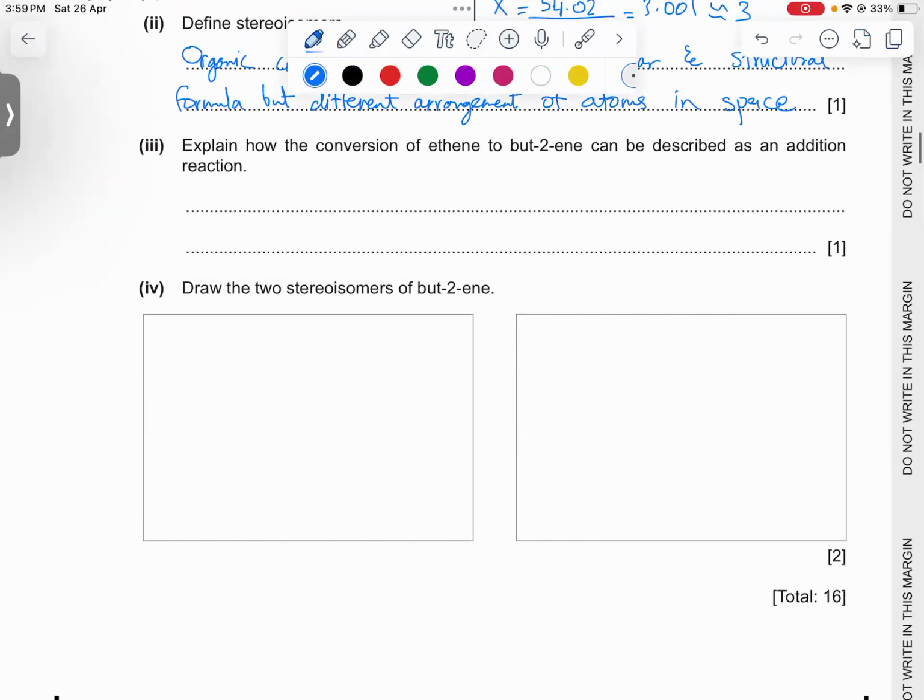Explain how the conversion of ethene to butene can be described as an addition reaction. How can we convert ethene to butene and we call it an addition reaction? So, I mean, you don't have to think about it too much. It's a common sense question. How can you describe it as an addition reaction? Because a single product is formed.